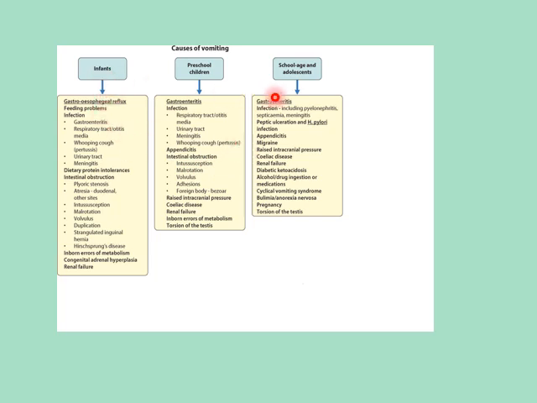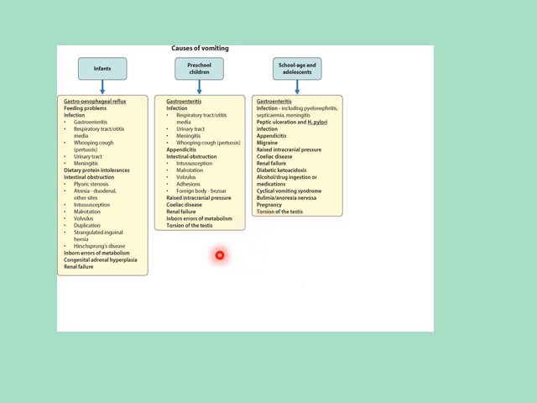It depends on the age and the presentation. The most important thing in managing an infant with vomiting is that you have to exclude surgical problems or emergency medical problems like ketoacidosis. So you have to check the blood sugar.